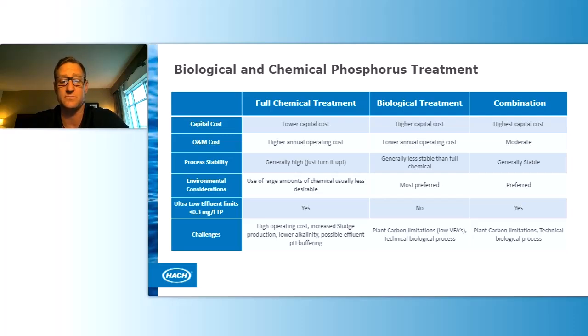Biological treatment can be challenging. It's a difficult biological process to control. It's very environmentally dependent, and then the combination. We get a little bit of the benefit of both. Maybe is my opinion on that. So we can do majority of it biologically, and then trim with chemicals.